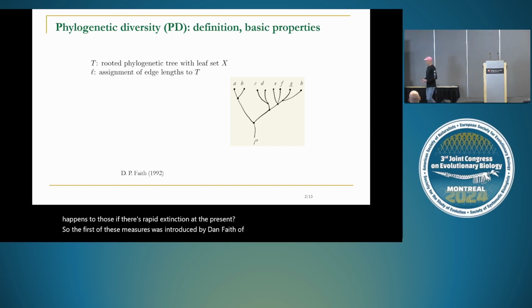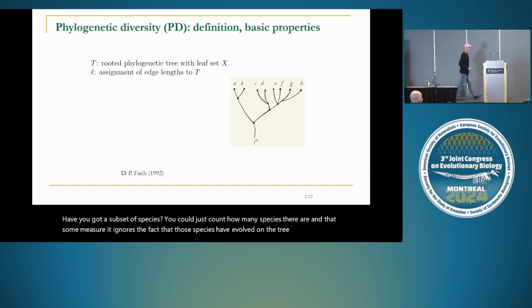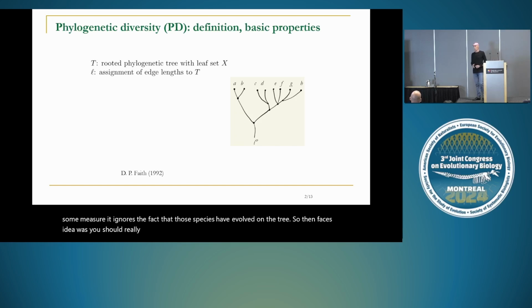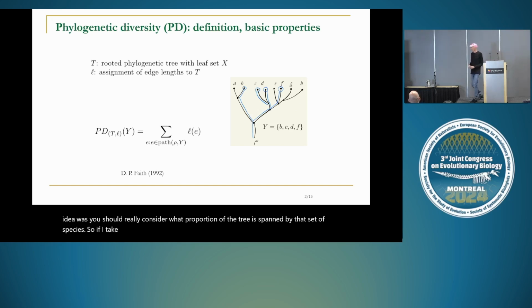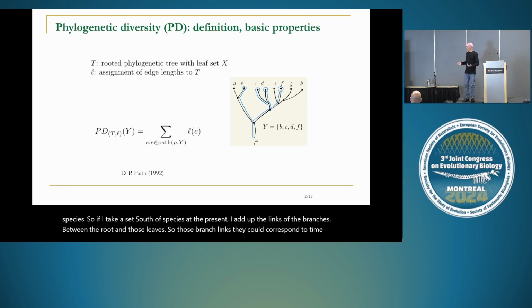Of course, if you've got a subset of species, you could just count how many species there are, and that's some measure of diversity, but it ignores the fact that those species have evolved on a tree. So Dan Faith's idea was you should really consider what proportion of the tree is spanned by that set of species. So if I take a set S of species at the present, I add up the lengths of the branches between the root and those leaves. Those branch lengths could correspond to time, or they could be some measure of how much evolution has occurred along those branches.